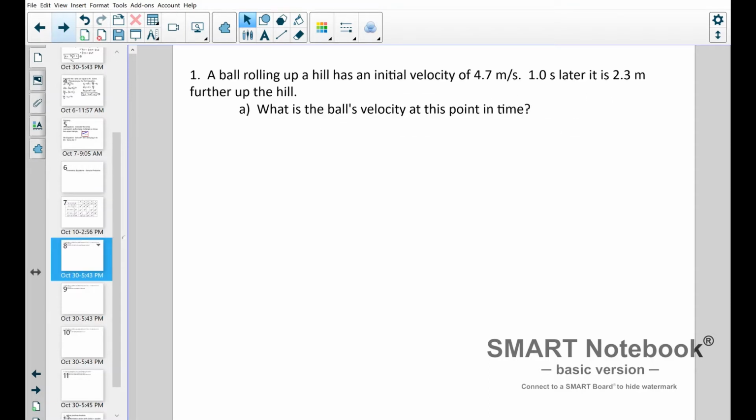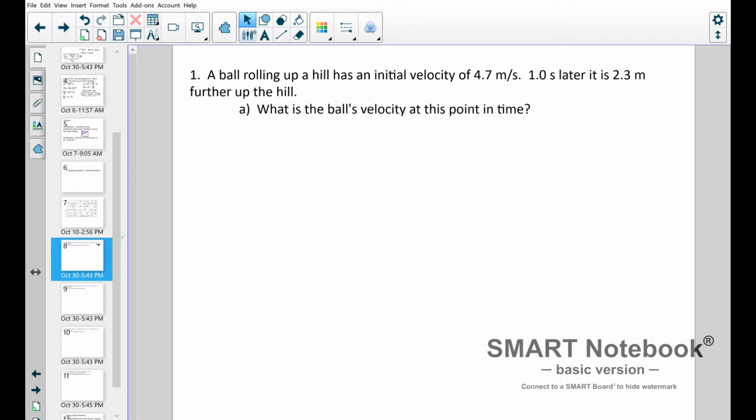So here's my first problem. A ball is rolling up a hill and has an initial velocity of 4.7 meters per second. 1 second later, it is 2.3 meters further up the hill. And the question is then asking, what is the ball's velocity at this point in time?